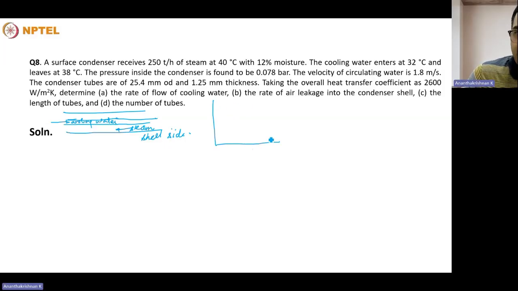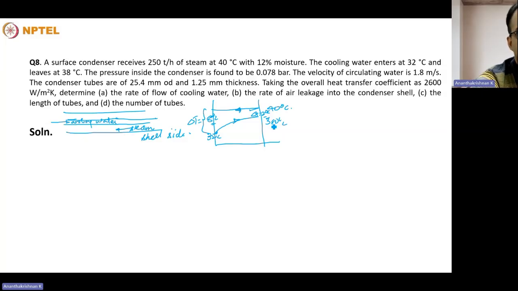So the steam, it's a condensing steam at a constant temperature 40 degrees Celsius, and the cooling water temperature increases from 32 degrees Celsius to 38 degrees Celsius. So final delta T at this particular point will be equal to 2 degrees Celsius. The initial delta T will be equal to 8 degrees Celsius. This is the length.